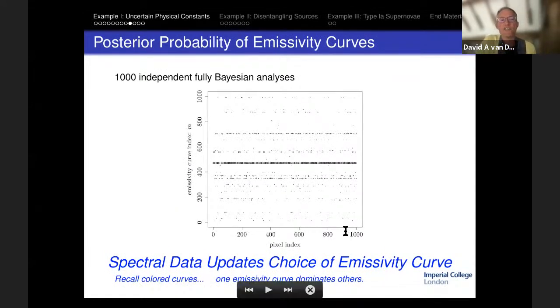I ran the analysis with 1,000 different pixels and 1,000 different emissivities, and the size of the dots here is the relative probability of each of these emissivity curves. And you can see that most of the pixels agree that the same emissivity curve is the likely one. That's good news, because emissivities oughtn't vary among pixels, right? Because the underlying atomic physics should be the same across the solar corona. So this helps us feel better about using a single emissivity, and that we're actually learning something reasonable and consistent across the image.